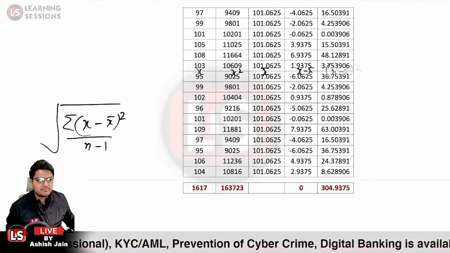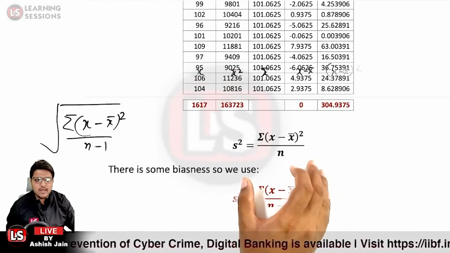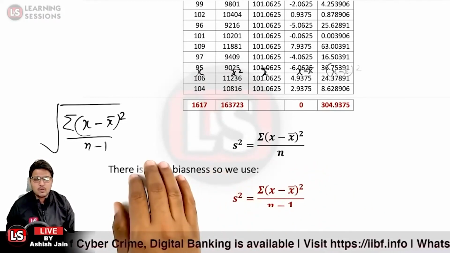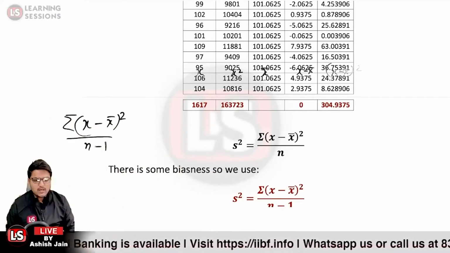Okay. So this is the formula that we'll be using. Over here it is related to what? It is related to variance. So over here variance is equal to what? It is the square of the standard deviation.